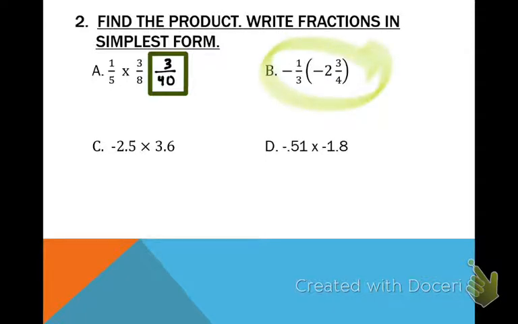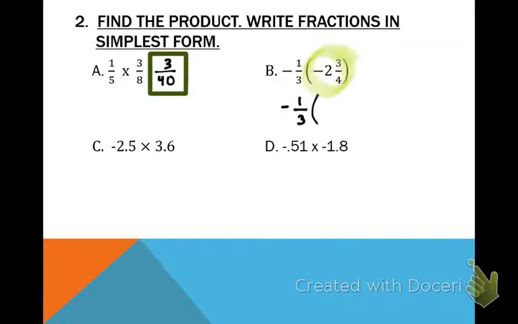What do I have to do first? Let's make that mixed number an improper fraction, because remember, we are not allowed to multiply mixed numbers. So repeat after me. Drop it down. I'm going to drop down the -1/3. What would this next thing be as an improper fraction, class?